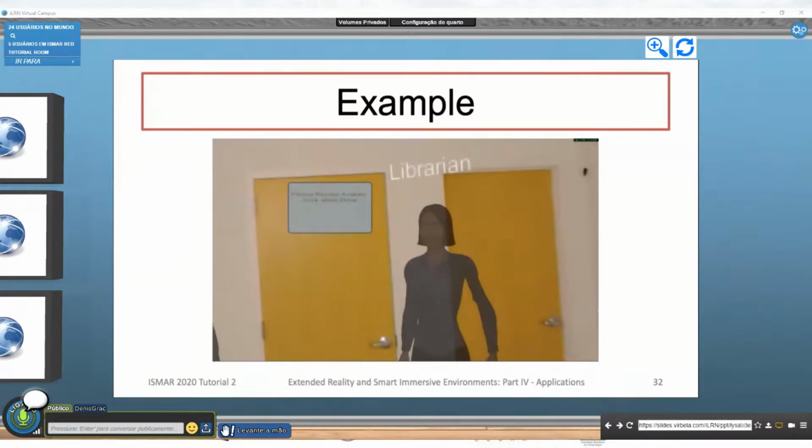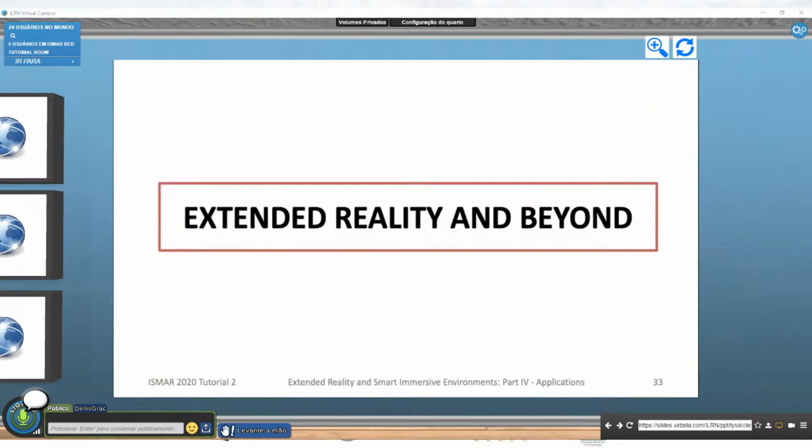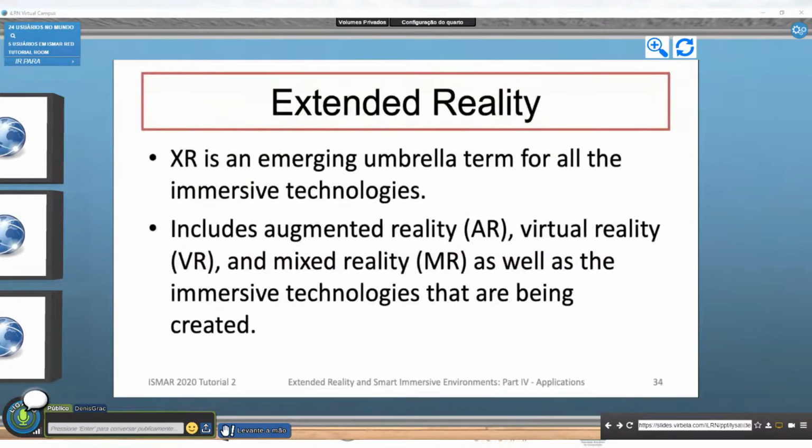what are the possibilities and opportunities. So again, just to remind ourselves, extended reality is an umbrella term for all the immersive technologies, not only those that we already know, such as augmented reality, virtual reality, and mixed reality, but also the new immersive technologies that are being created.